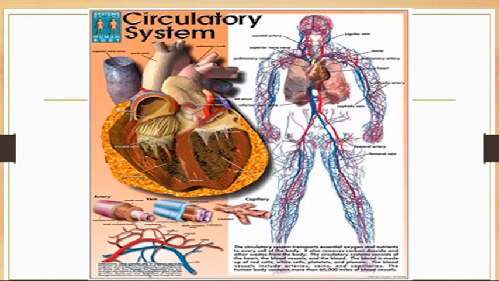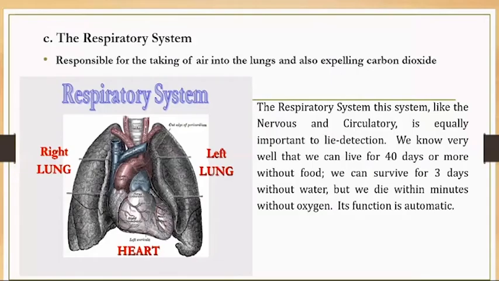So yan, I'm showing to you the pictures of the arteries kung saan dumadaan po yung circulation ng blood, where it is very important. The respiratory. So this is another one, the third important part, aside from the brain, the heart, and the respiratory. So in respiratory, it is for taking air into the lungs and also expelling carbon dioxide.